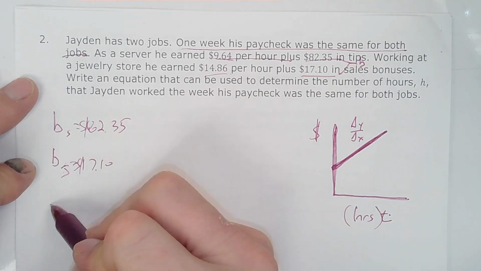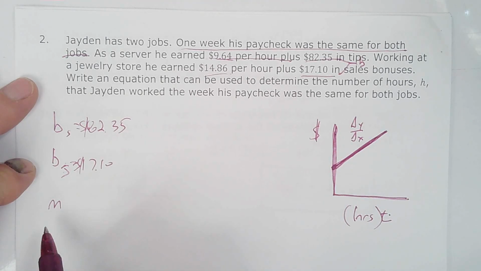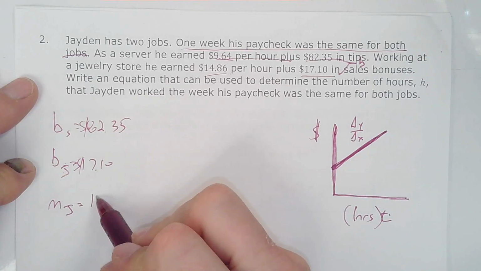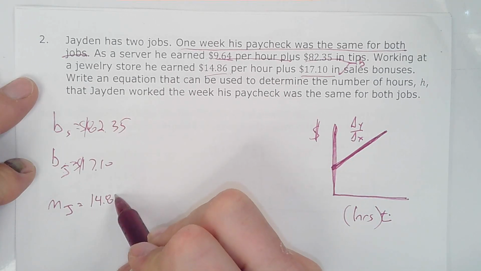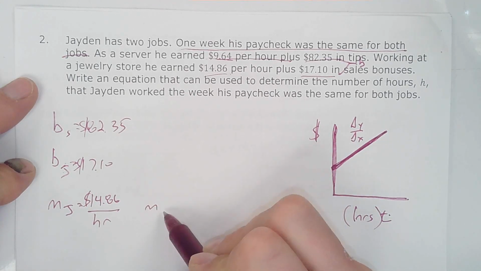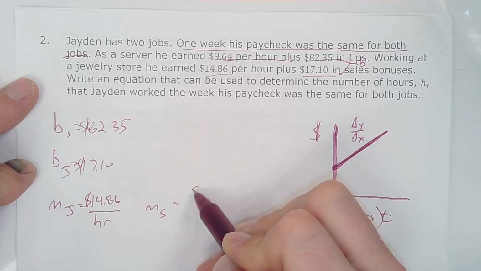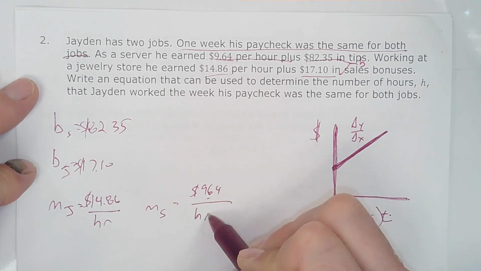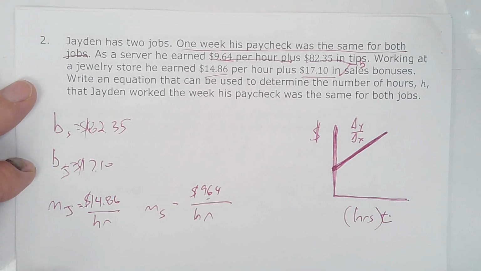All right, so my slope for my jeweler is $14.86 per hour, and my slope for my server is $9.64 per hour. Okay, so now I have everything to make two equations.